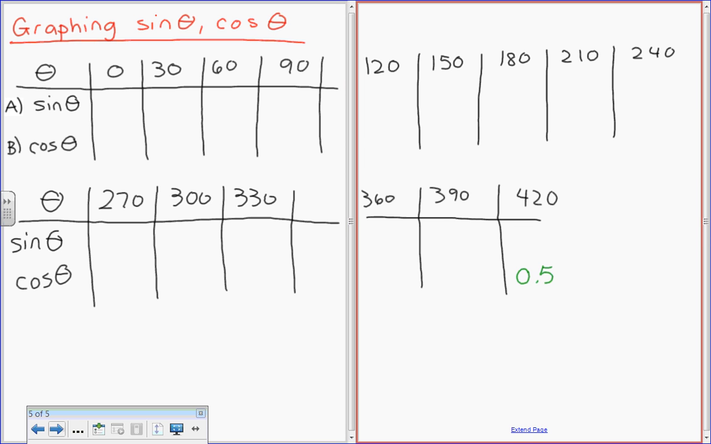And you're just going to write that down. Eventually, these are going to be your x values along the top of your graph, and the y values are going to be the sine and the cos. We'll get to that in a minute here.